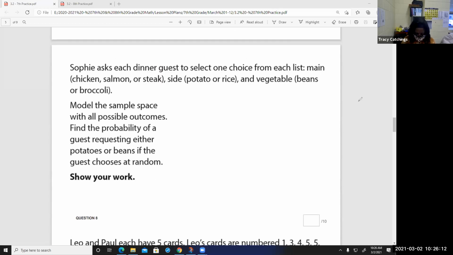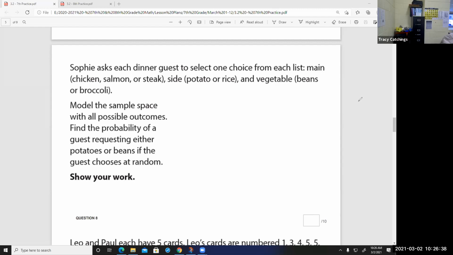All right, it says Sophia asked each dinner guest to select one choice from each list. The main list: chicken, salmon, or steak. The sides: potato or rice. And then we got some vegetables: beans or broccoli. The first thing they say is model the sample space with all possible outcomes.